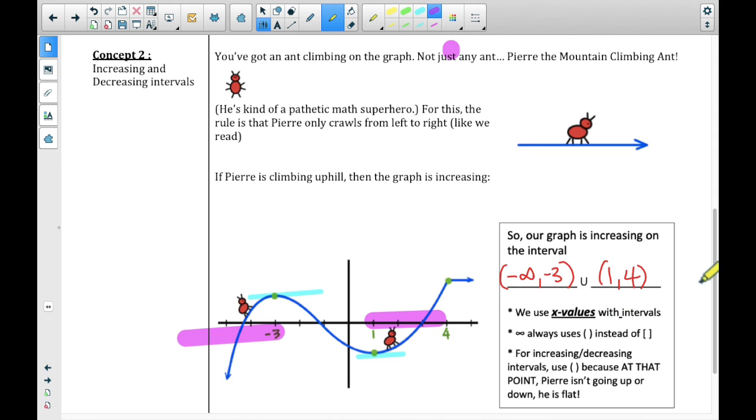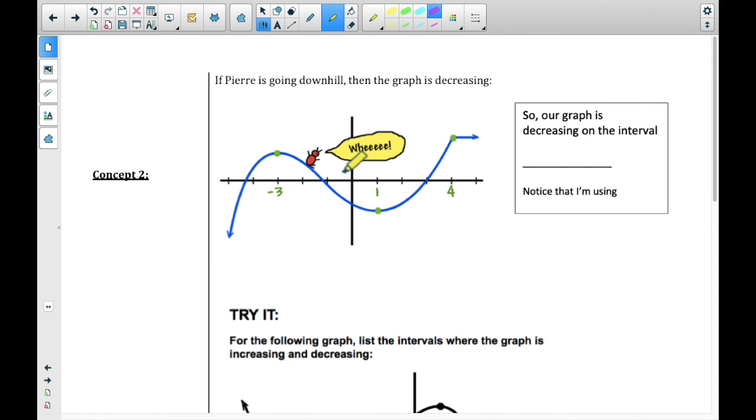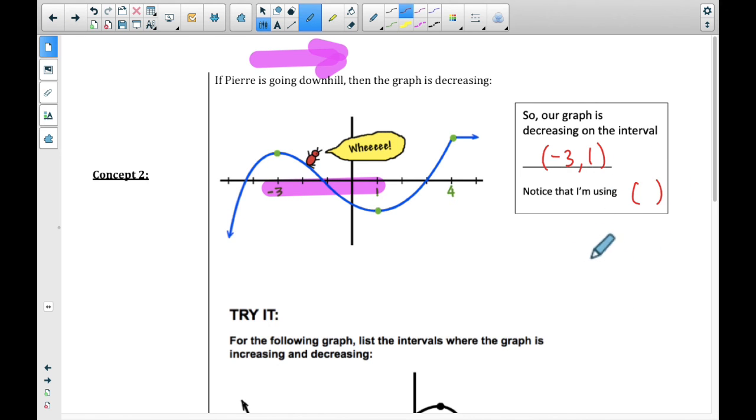And the x values. All right, there is some information here that you should pay attention to, and then we're going to turn the page. All right, downhill, similar deal. From here to here, Pierre is going downhill, and I don't see any other downhill. Again, we always go from left to right, so I don't see any other downhills. So from that area, I'm saying from -3 all the way until 1, Pierre is going downhill, and it's flat on the end, so that's not downhill, so we use the parentheses.